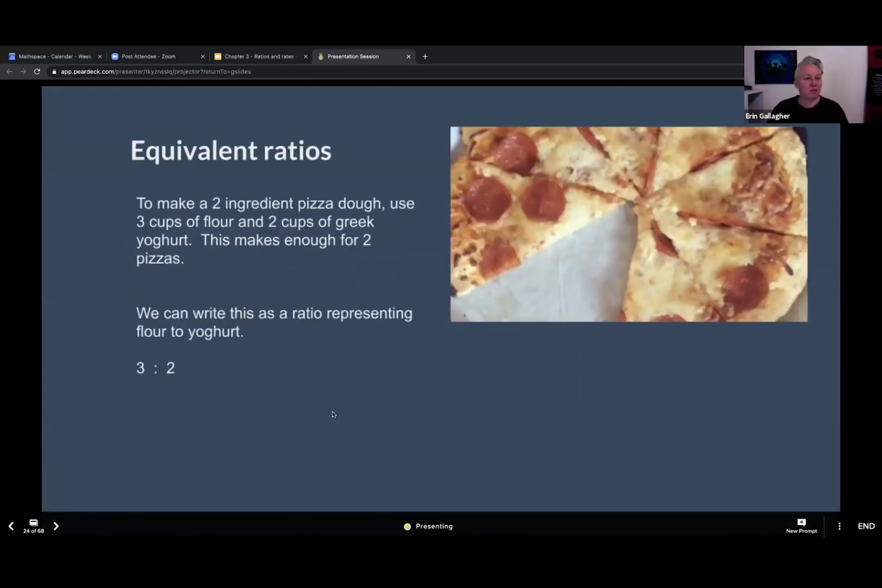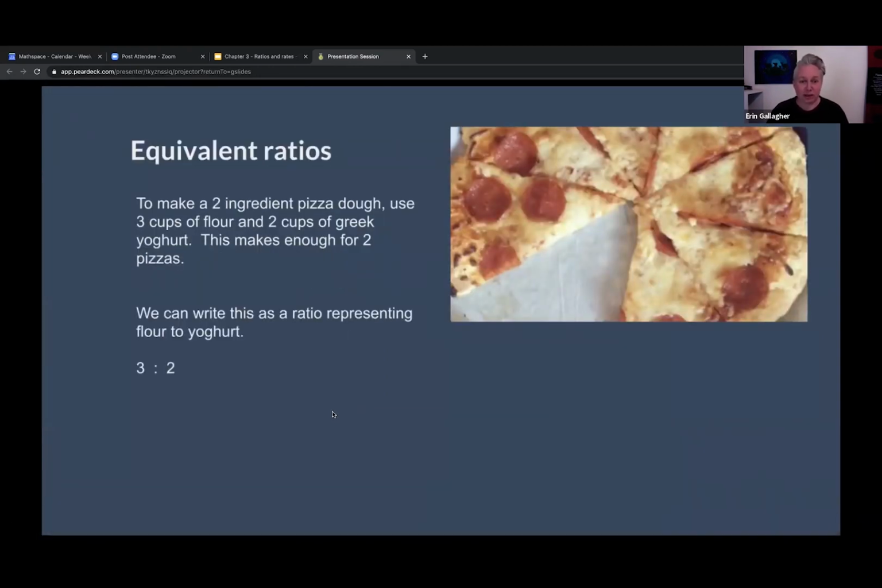off. Okay, so now we're going to talk about equivalent ratios, and we're going to focus the next few questions on this one scenario. I've got a great wood-fired pizza oven out in my backyard, and we make pizzas. One of the pizza dough recipes we use is 2 ingredients, super simple, flour and Greek yogurt. Nice and simple, very quick. So the 2 ingredient pizza dough has 3 cups of flour and 2 cups of Greek yogurt. So you mix those together and that'll make us 2 pizzas.